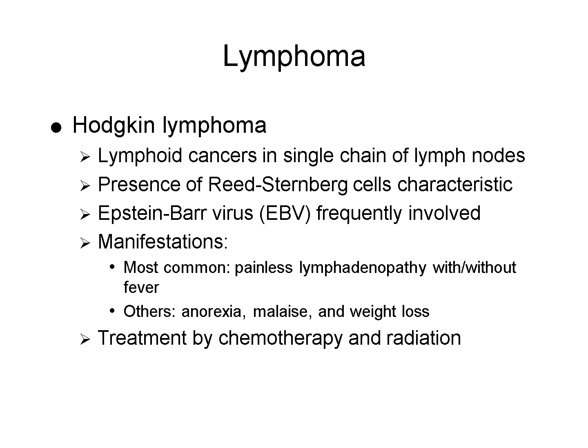Hodgkin lymphoma in children typically originates in a single chain of lymph nodes and is characterized by the presence of Reed-Sternberg cells. The Epstein-Barr virus is frequently associated with the development of this cancer. The most common presentation is painless lymphadenopathy, often accompanied by systemic symptoms such as fever, fatigue, weight loss, and loss of appetite. Treatment includes chemotherapy, radiation, or both, and is highly effective in most cases.